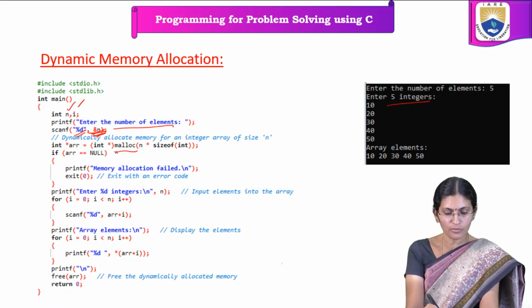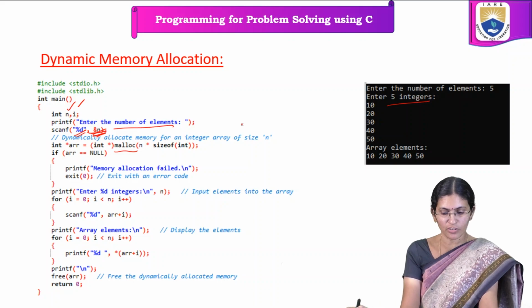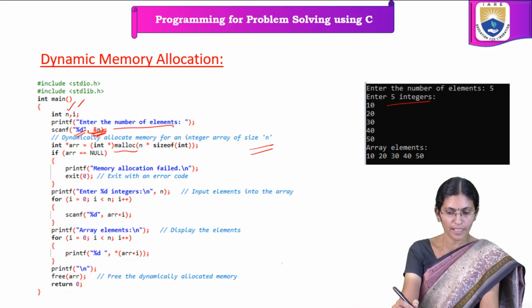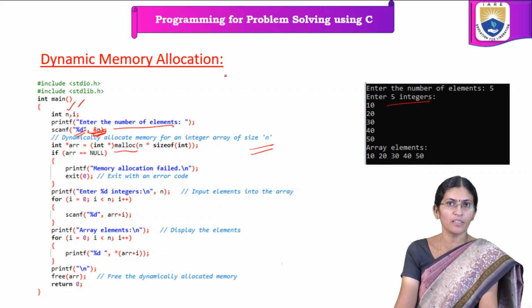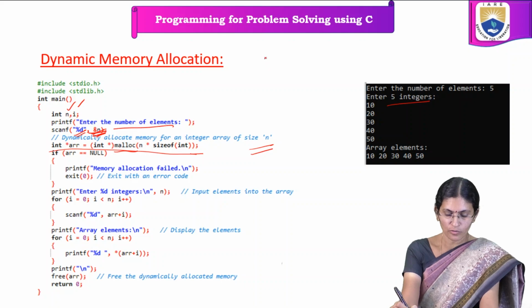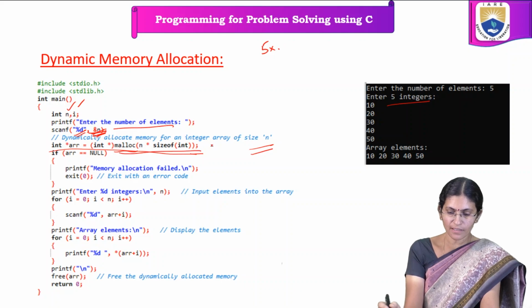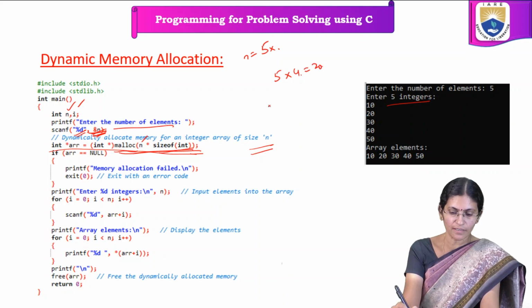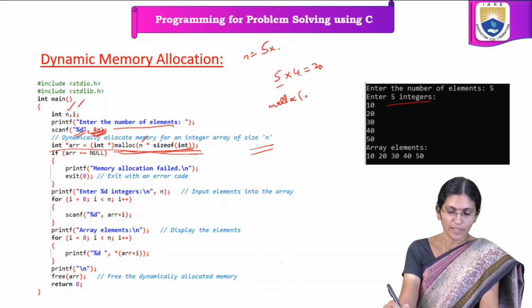Then we need to dynamically allocate memory for an integer array of size n. In order to store n number of integers, this is how we can use the malloc function. Suppose we need to store 5 integer values, so n is equal to 5. So 5 into size of int, that is 4, is equal to 20. This 5 is nothing but n into size of int.